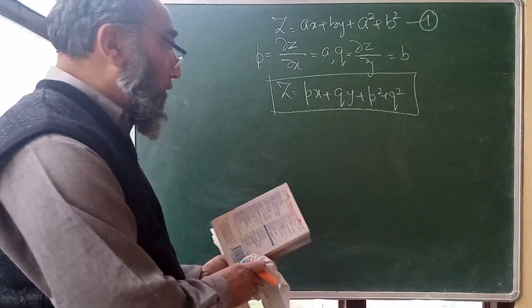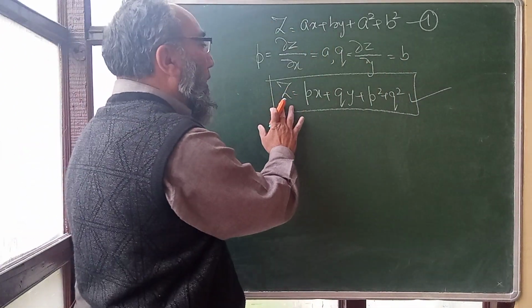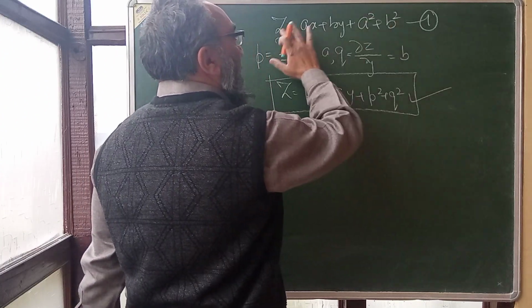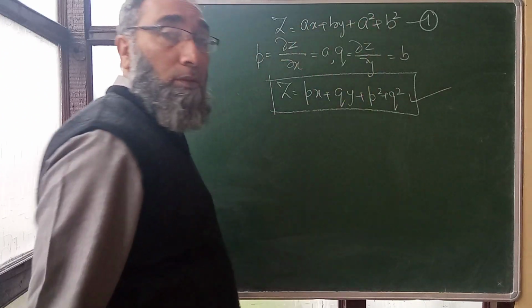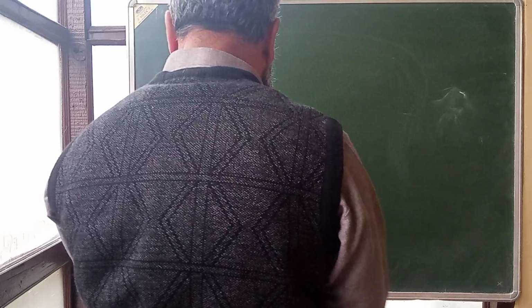Now remember this is known as Clairaut's form. Whenever you have a differential equation z equal px plus qy plus f of pq, the answer is always z equal ax plus by plus f of ab. This is a general rule, Clairaut's form. So remember it once for all. Let me take up one more question.